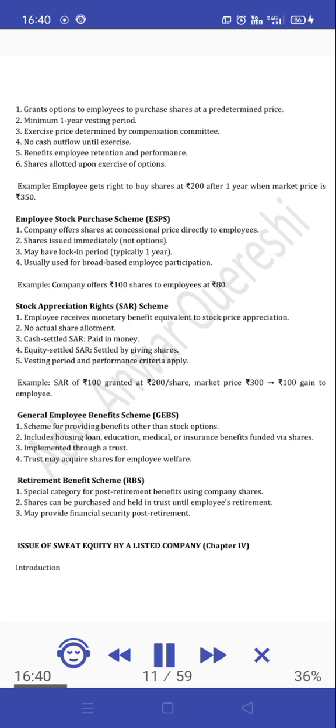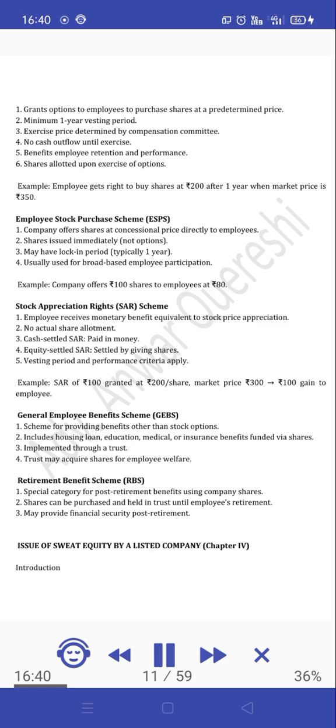Administration of specific schemes. Employee Stock Option Scheme, ESOS. 1. Grants options to employees to purchase shares at a predetermined price. 2. Minimum 1-year vesting period. 3. Exercise price determined by compensation committee. 4. No cash outflow until exercise. 5. Benefits employee retention and performance. 6. Shares allotted upon exercise of options.